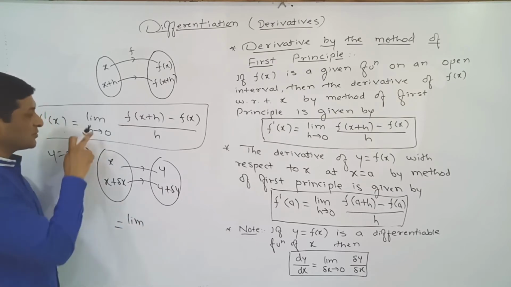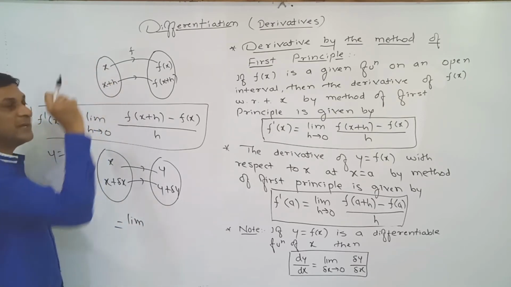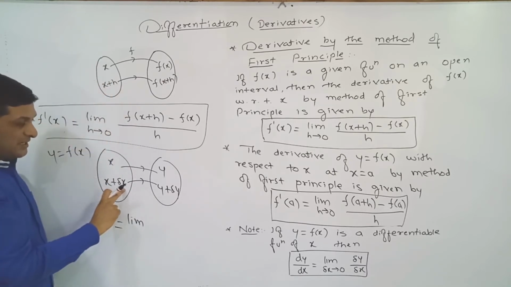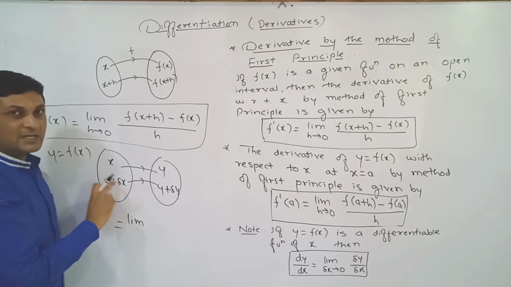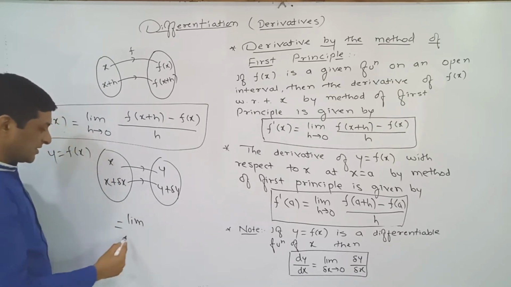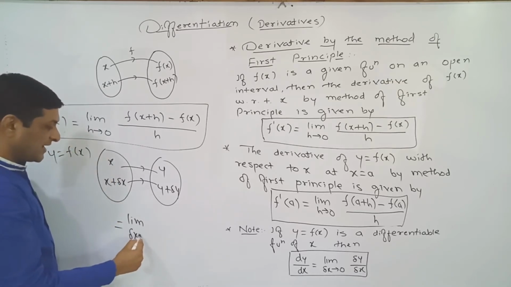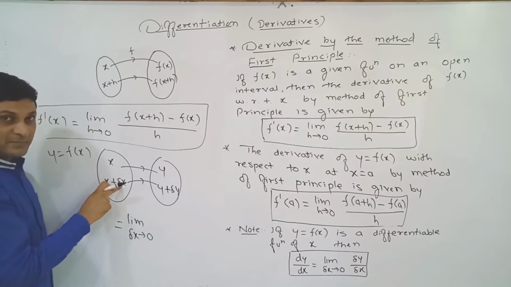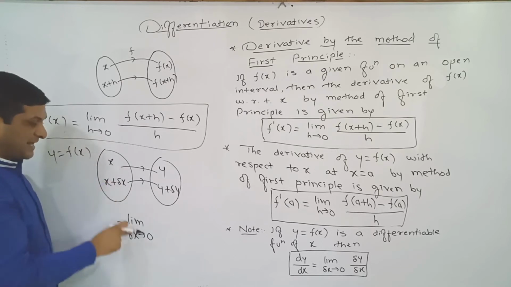Now here limit h tends to 0 is there. What is h? h is the increment in the value of x. But instead of h, here the increment in the value of x is denoted by delta x. So instead of h, we have denoted this increment by delta x. So replace h by delta x here.